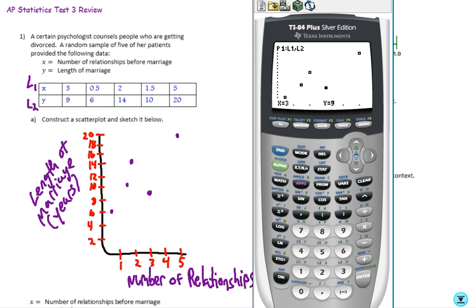So what I'm going to do is run my linear regression. Now before I can do that, I have to make sure that some settings are turned on. So I'm going to go to second and then catalog, and I want to scroll till I get to the D section of the alphabet for diagnostic. I could just scroll, or I can also use the alpha key to jump to the D, which is where it says matrix there.